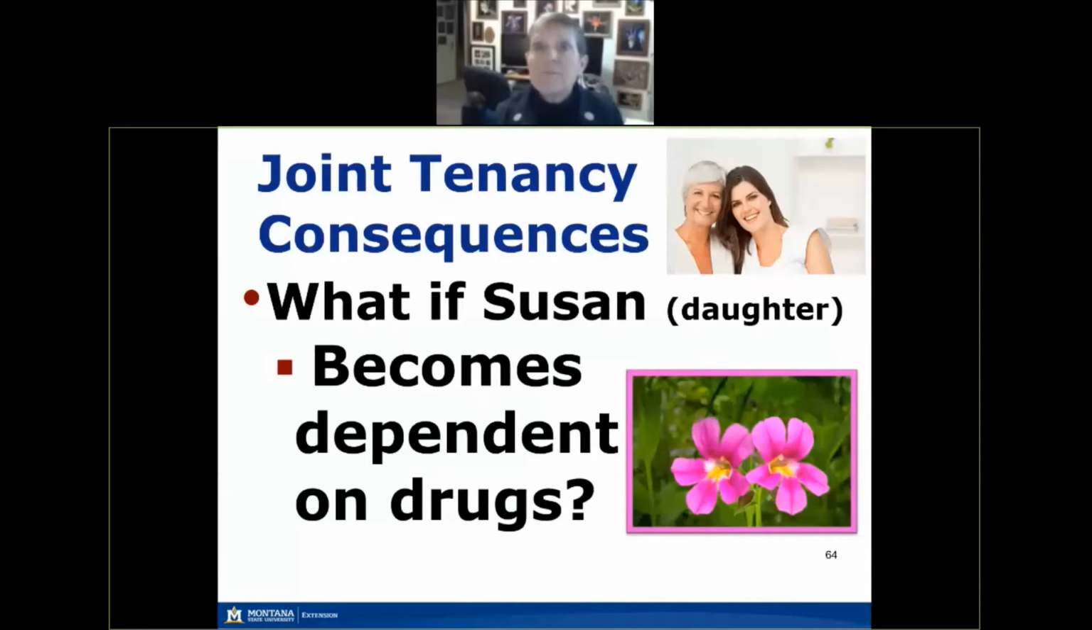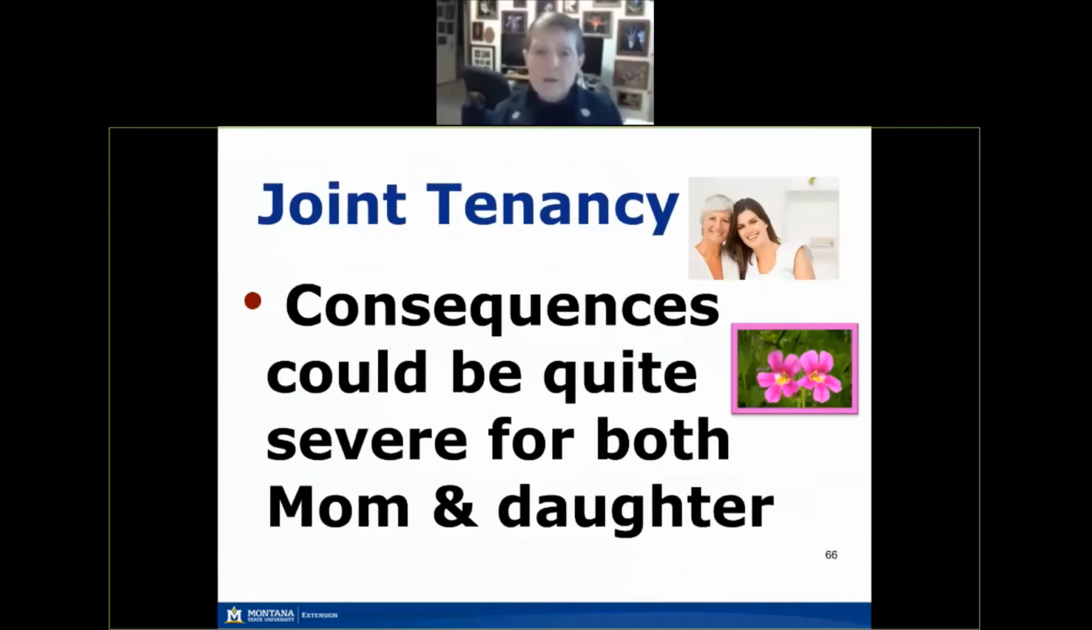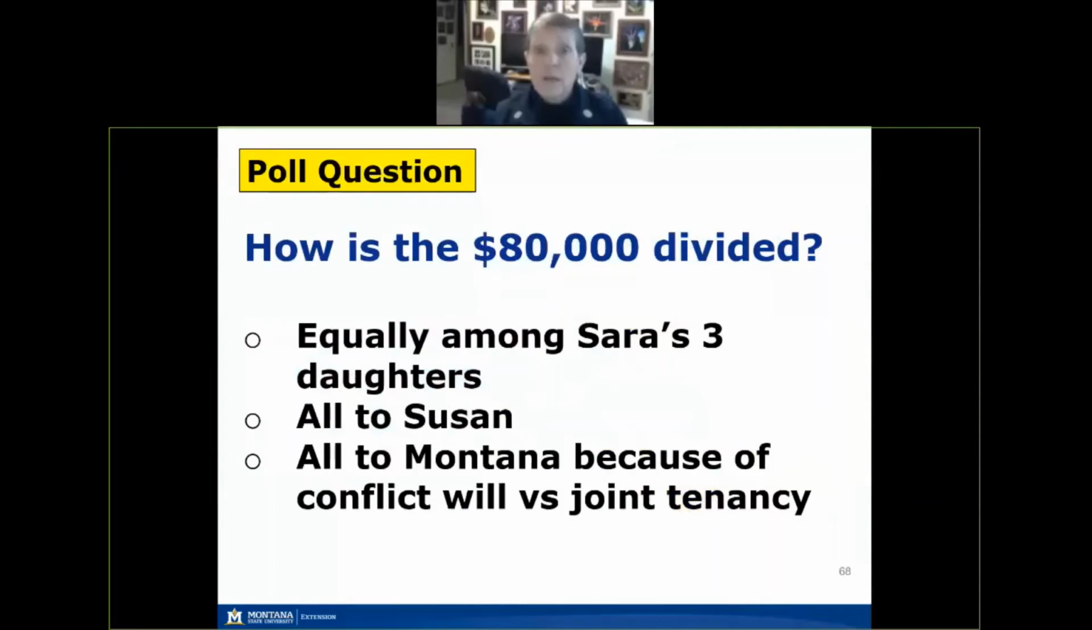What if Susan becomes dependent on drugs? She could end up using mom's money to support her habit. And what about creditors? If Susan has creditors, that joint tenancy property is subject to creditor claims. If I could have visited with her, I'd have said, let's think through those consequences before you do this. So Sarah is smart. She wrote a will, and she decided to divide it equally among her three daughters. How is that $80,000 divided? Emily's got that up there. I'm sure you all know the answer to this one because of what we've already learned. So make sure you hit an answer and press or click on submit.